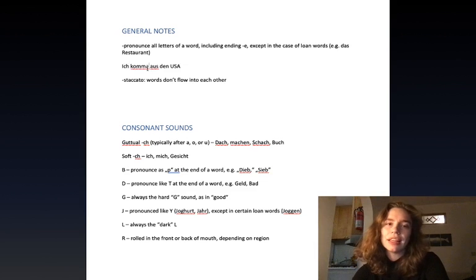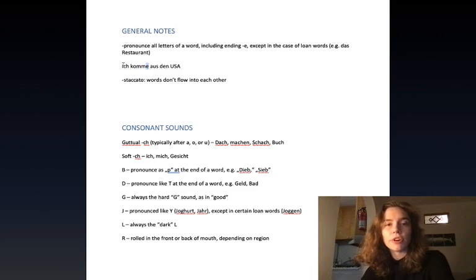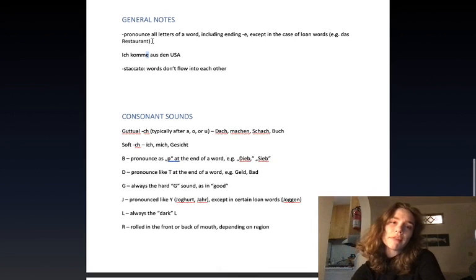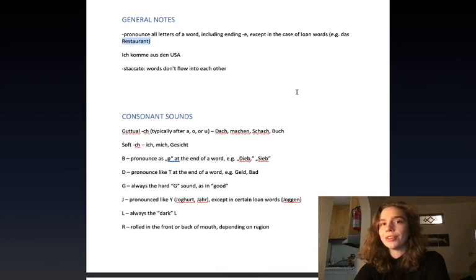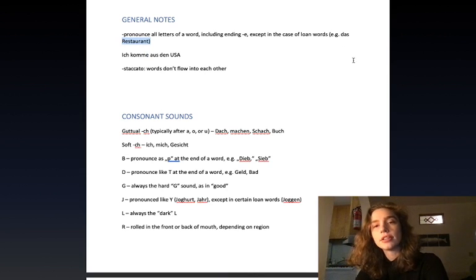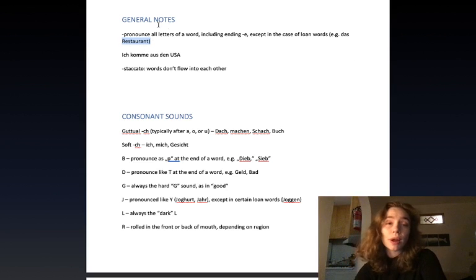I mean, in this case, it doesn't matter so much because in colloquial speech, people often drop the endings of verbs. But in general, in German, if you see an E at the end of the word, you should pronounce it. And then we have some exceptions like loan words from French. So French is notorious for having words that aren't spoken. So like restaurants in German is das Restaurant, and that is a loan word from French.